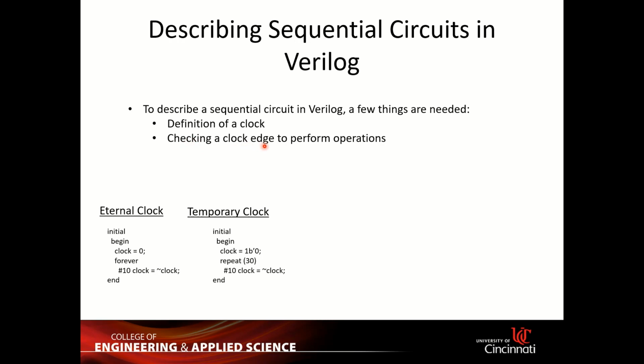Another thing is checking the clock edge to perform an operation. Checking the clock edge is basically, you remember when we went through the D flip-flop exercise, you have to scan the clock, right? And the signal or the output is going to change depending on the clock edge. So it's either going to be the positive edge or the negative edge, in other words the rising edge or the falling edge.